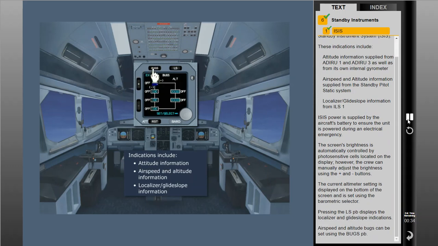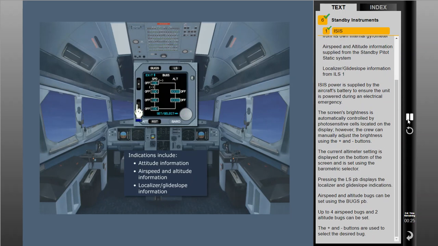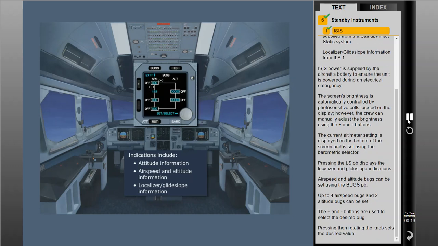Airspeed and altitude bugs can be set using the Bugs push button. Up to 4 airspeed bugs and 2 altitude bugs can be set. The plus and minus buttons are used to select the desired bug. Pressing and rotating the knob sets the desired value.